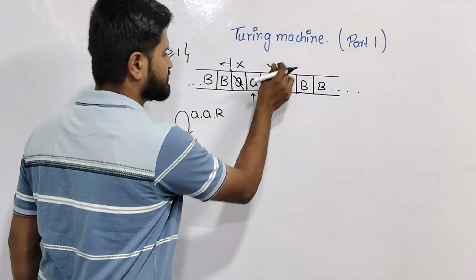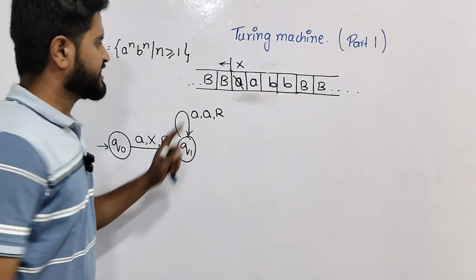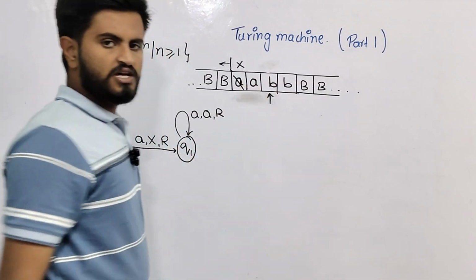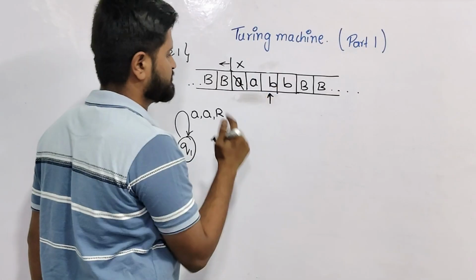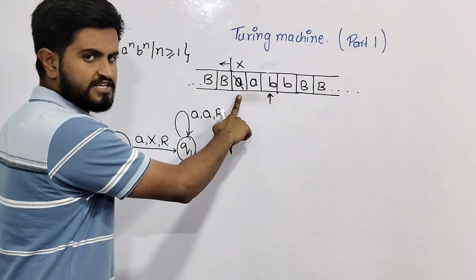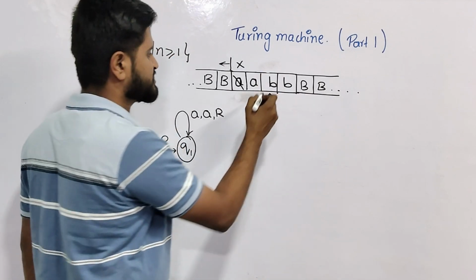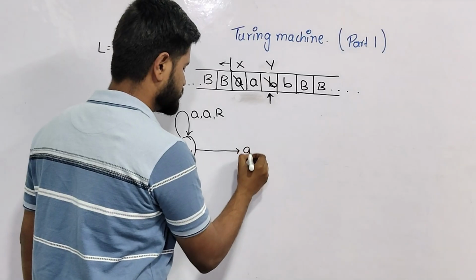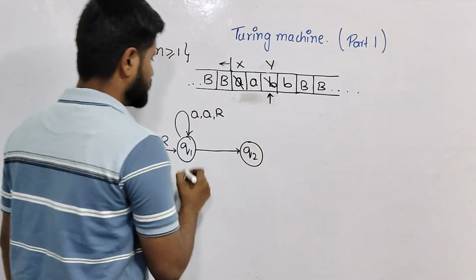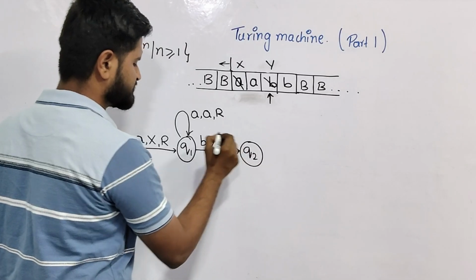So my arrow was here, that is, the rewrite was here. When I give the command to move towards the right side, it will move to here. Now I approached B for the first time. One time A is over, next time B. So we must rename B for the first time as Y. So I will be moving from Q1 to Q2 state. When I approach B, I will rename it as Y and move towards left.